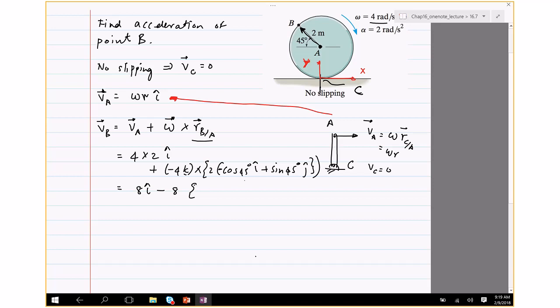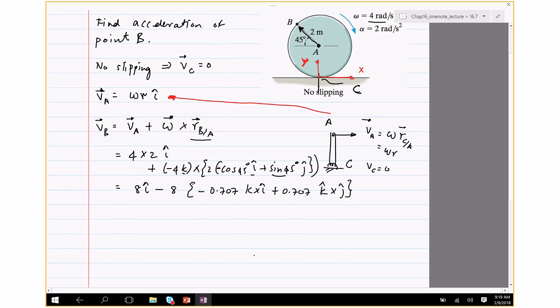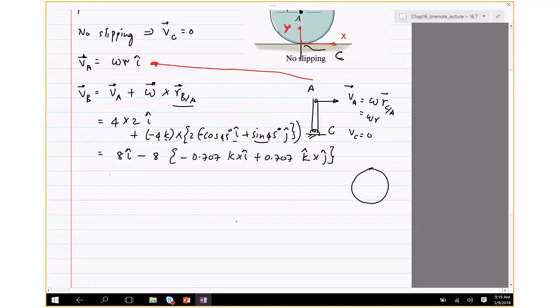So this k and this i, so minus 0.707 k cross i, plus 0.707 for sine 45, k cross j. Okay, if I want to find the cross product, ijk, so that's to go from ijk in the counterclockwise direction.